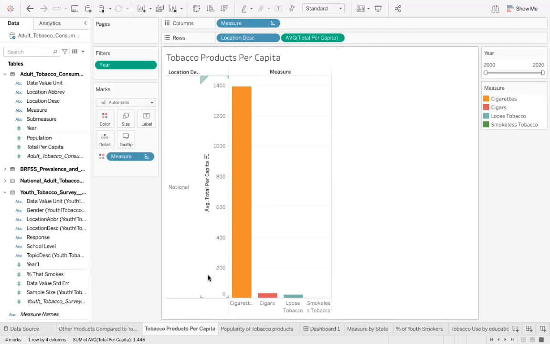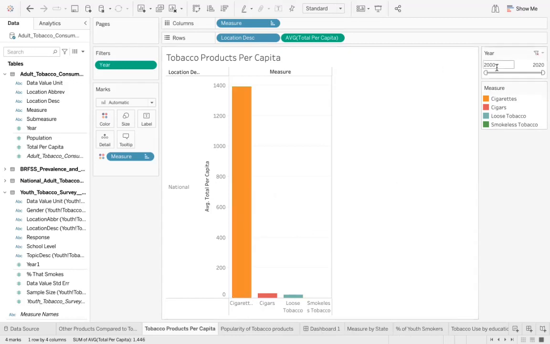If we look over the chart here, we can see that cigarettes were the runaway favorites with almost 1,400 cigarettes per capita over this entire period of time. Cigars was a distant second at around 31 cigars per capita. Loose tobacco had around 22 cigarette equivalents per capita, and smokeless tobacco was almost zero comparatively.